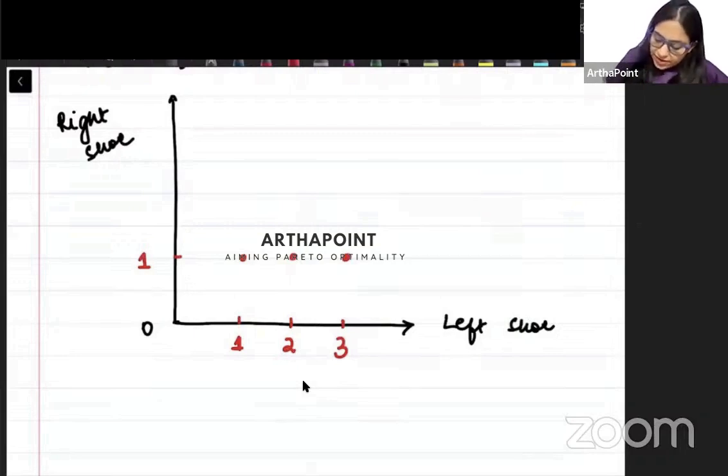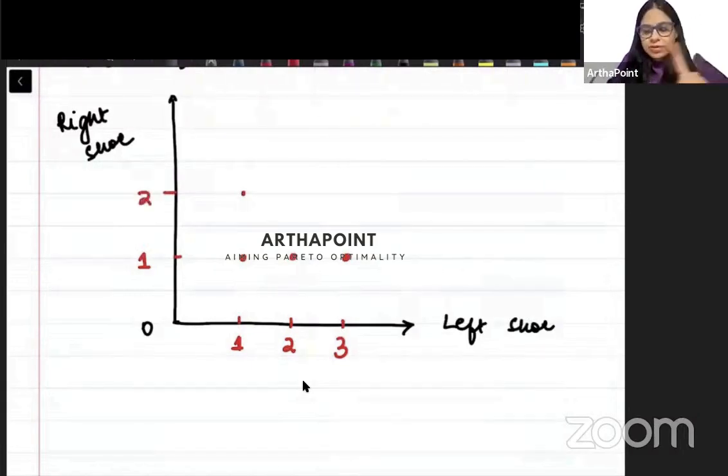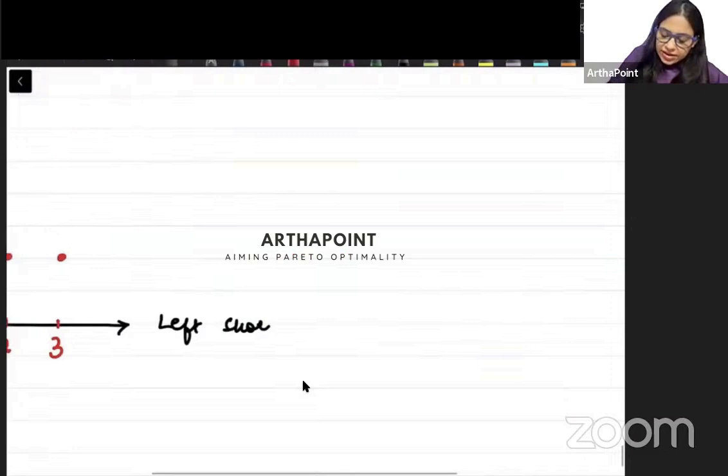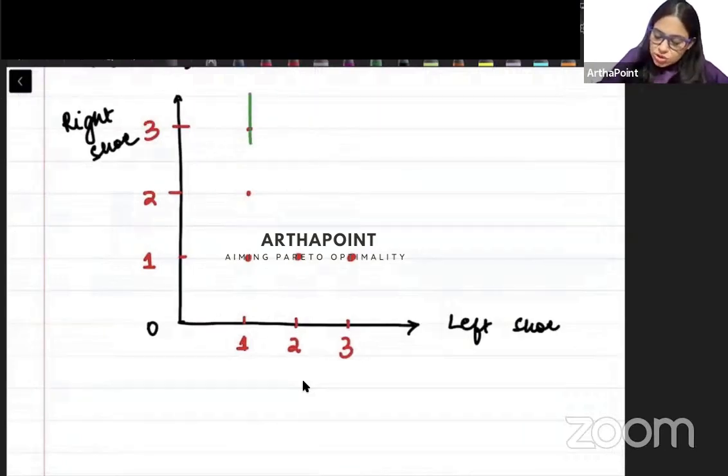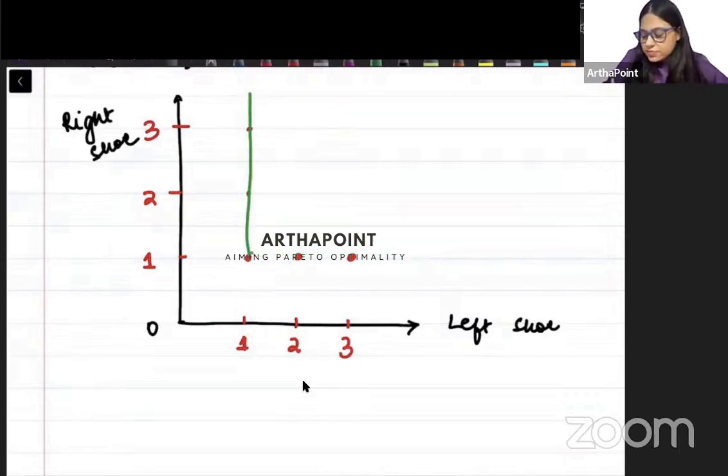If you give me one left and two right, then also only one pair is being made. One left and three right, then also same satisfaction. So all points that give the consumer the same level of satisfaction should be on the indifference curve.